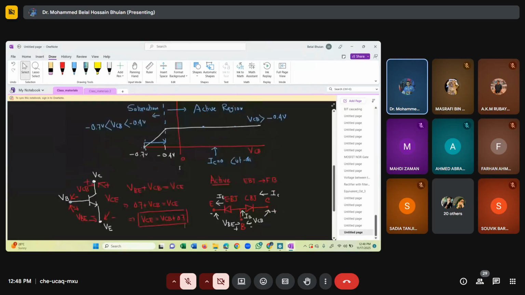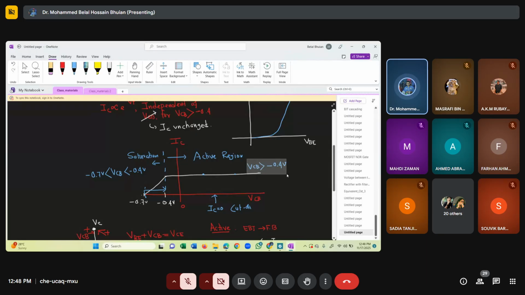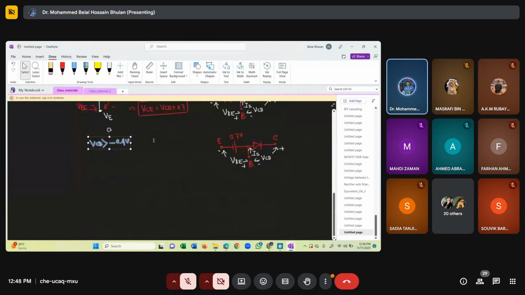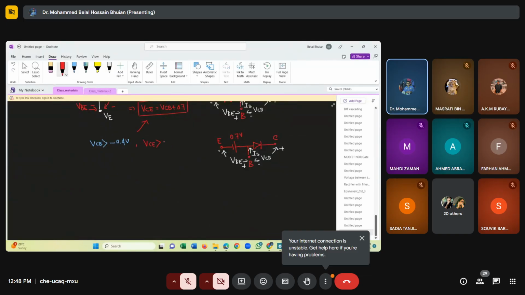Okay. So just now, what did you learn? What is the condition for the BJT to be operating in active region? VCB must be greater than, this is the equation. Then we find VCE must be greater than minus 0.4 plus 0.7, which is 0.3. So that is the condition.